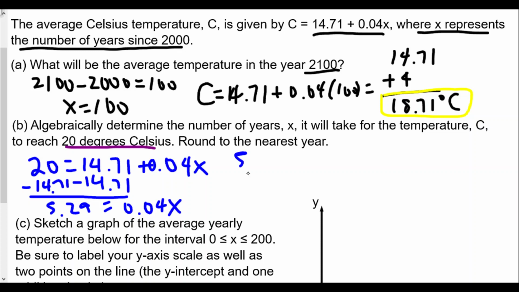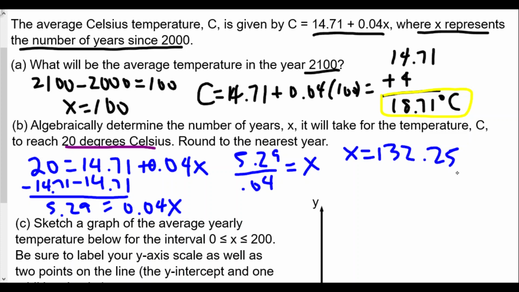So 5.29 divided by 0.04 is equal to x. And so we take our calculator and we take the value here. We're going to get 5.29 divided by 0.04, and we get 132.25. So x is equal to 132.25 years.